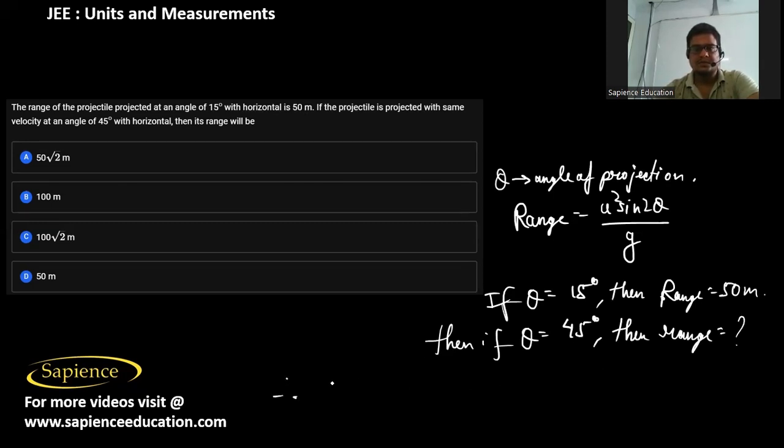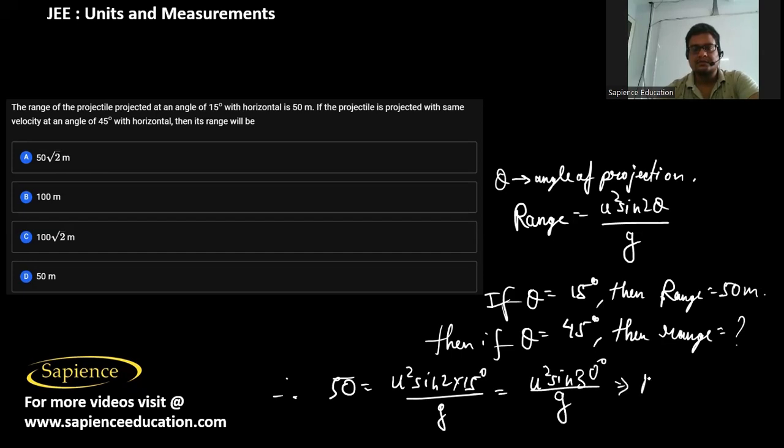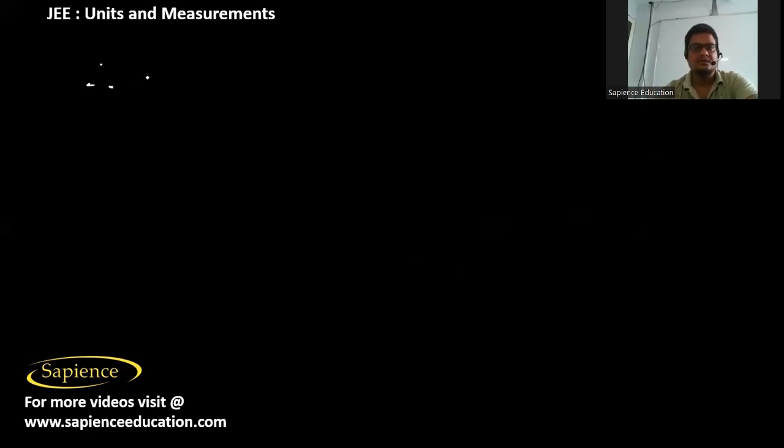So therefore now range, that is 50 meter, is equal to u square sine 2 into 15 degree divided by g. So that is u square sine 30 degree by g. So it means 50 is equal to u square sine 30, that is half, so that is u square by 2g. U square by 2g is equal to 50. So therefore u square by g is equal to 2 into 50, that is equal to 100 meter.